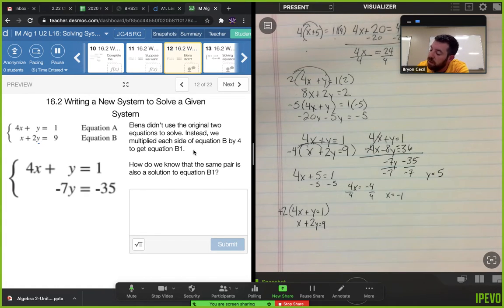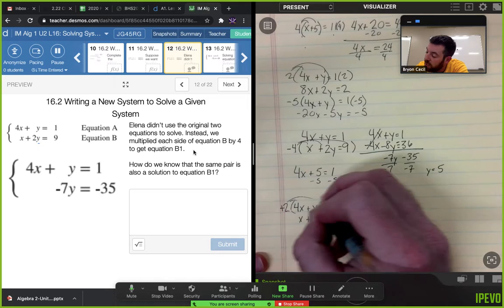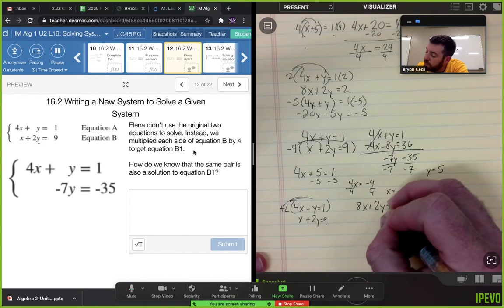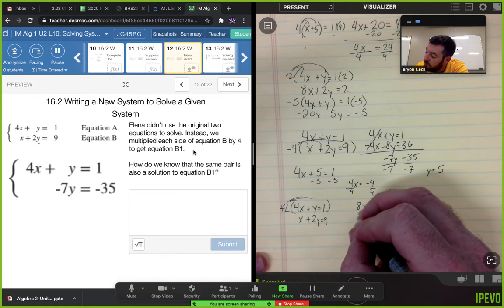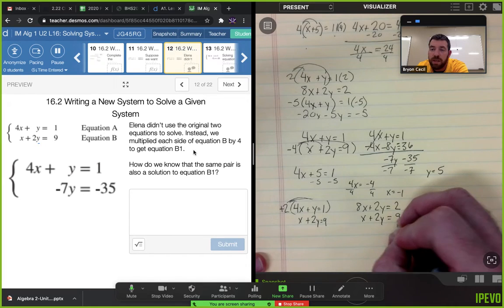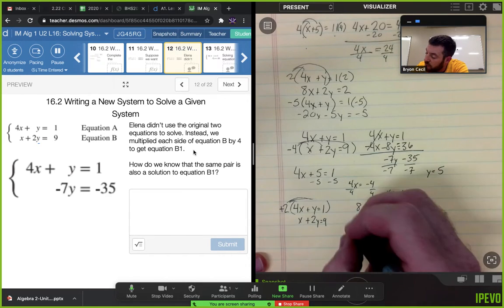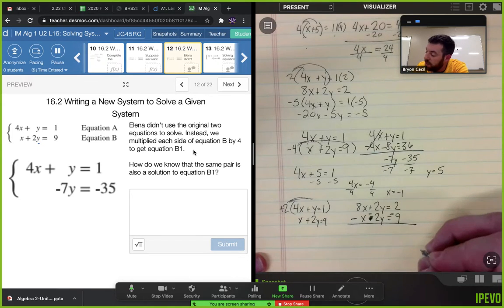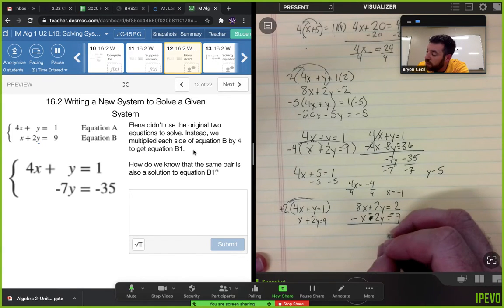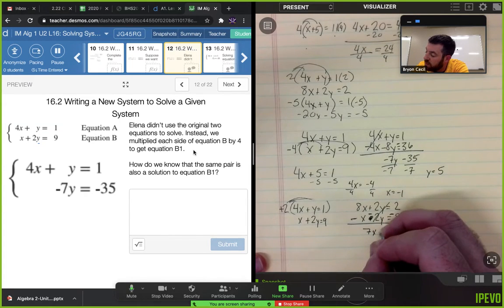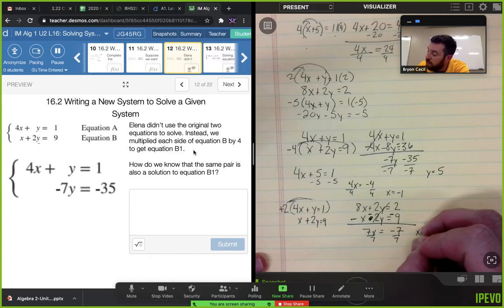Okay, so I look here, use my distributive property, and I do get 8x plus 2y equals 2. I get an x plus 2y equals 9. It was unchanged. Now, my signs are the same. They're not going to eliminate. So let's subtract the bottom equation. And what am I left with? 7x equals negative 7. Divide. X is still negative 1.